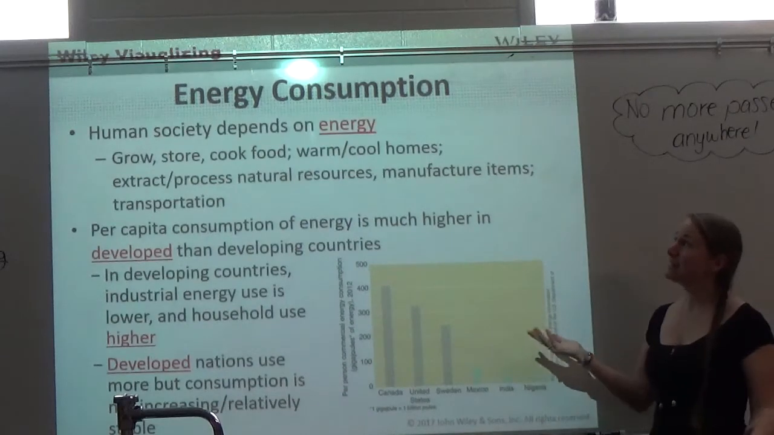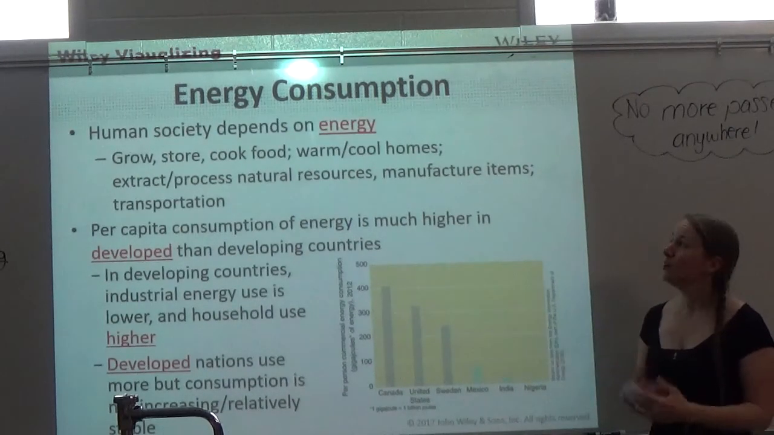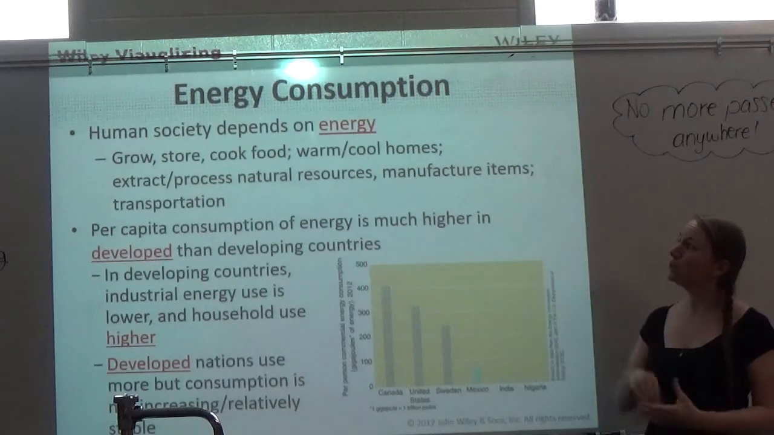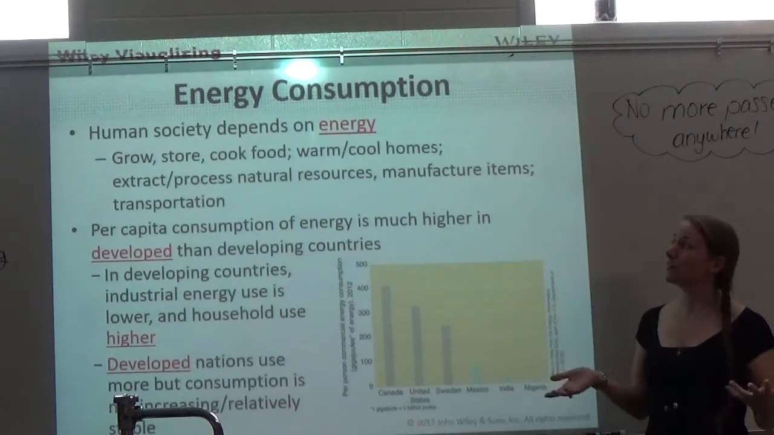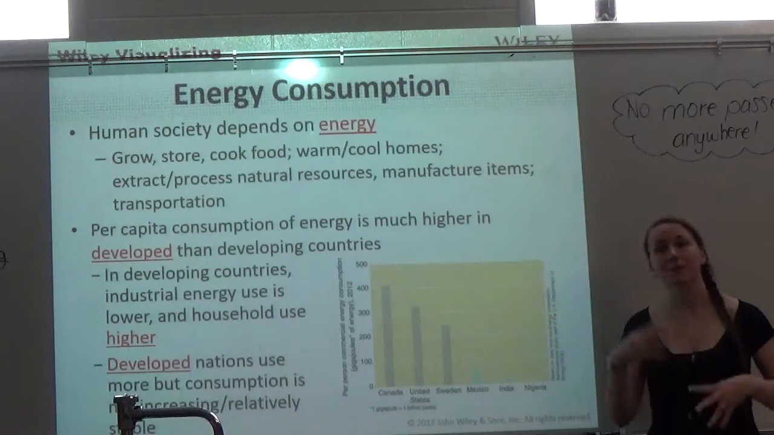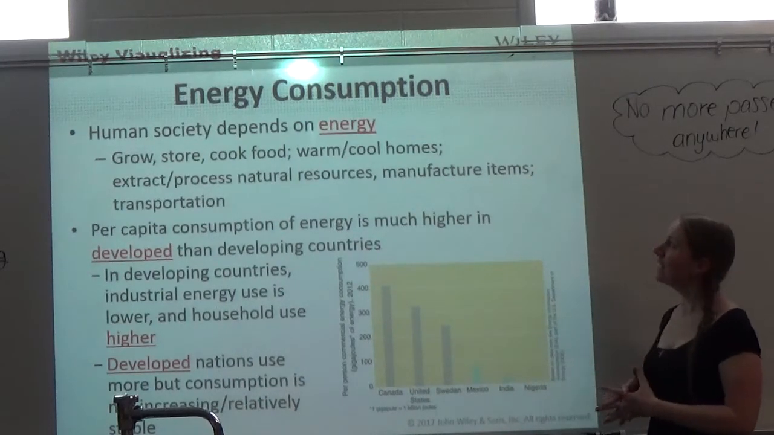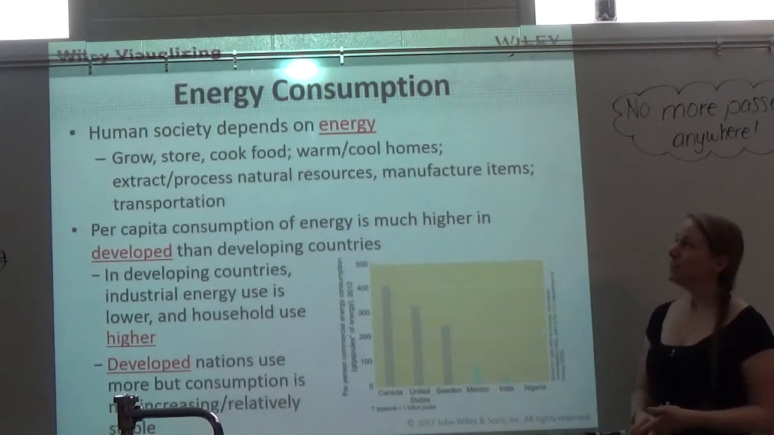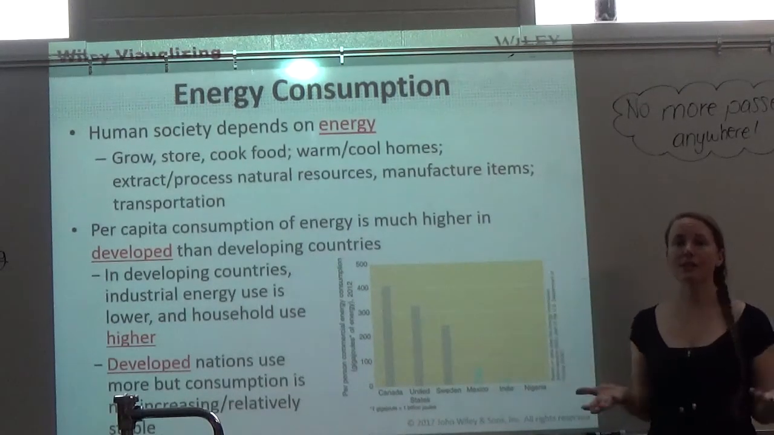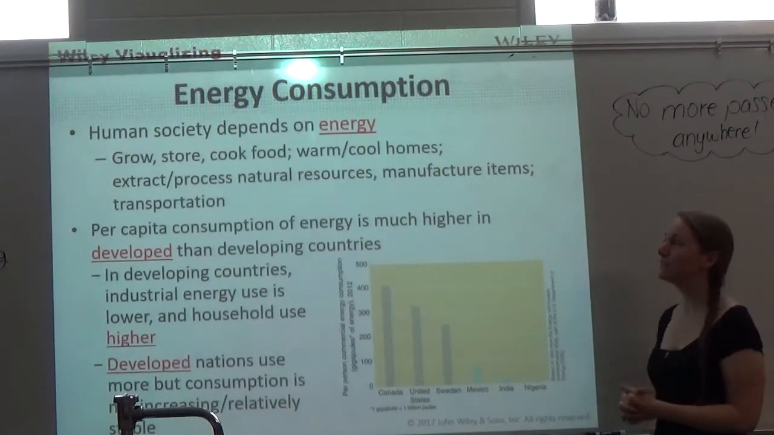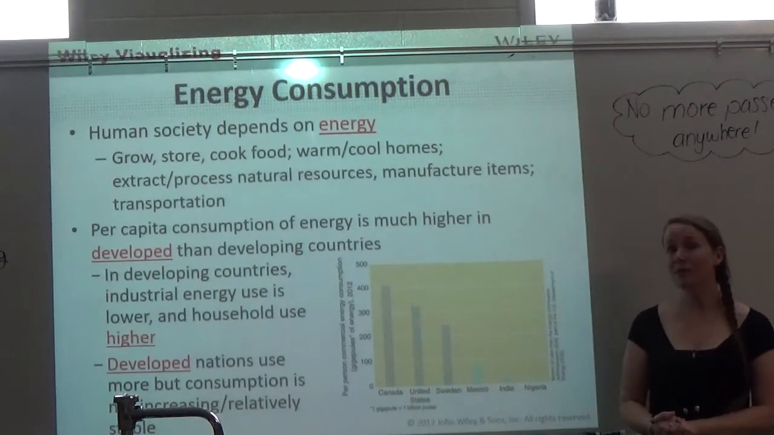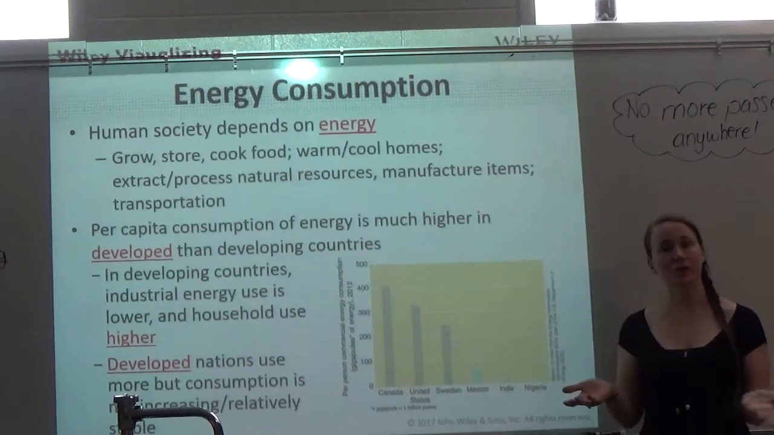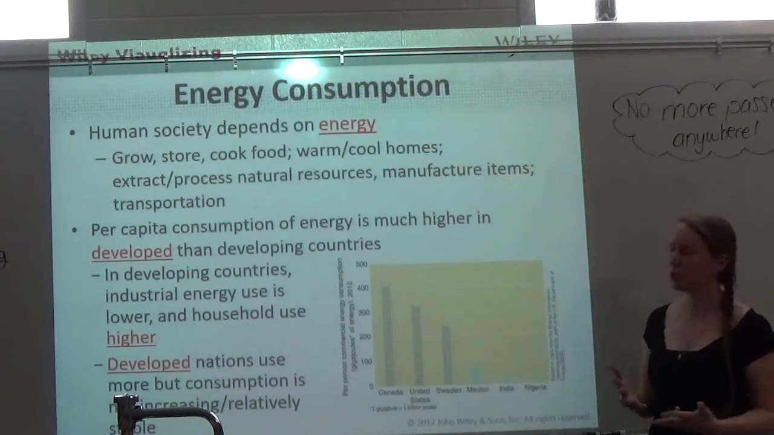Alright, so human society depends on energy. We need it to grow, store, and cook our food, to warm and cool our homes, to extract and process natural resources like mining for gold and things like that, to manufacture items and transportation. And so we have these huge energy needs and we have to meet them somehow. And so in this chapter we're going to focus on how we meet them using non-renewable energy resources. So as the word tells you, it means we cannot create more of them.